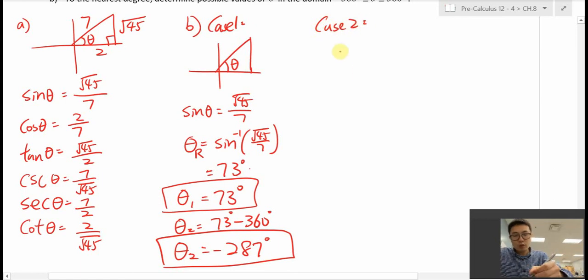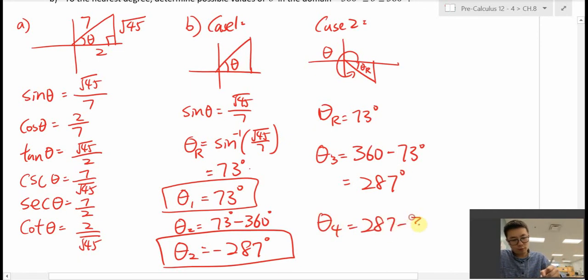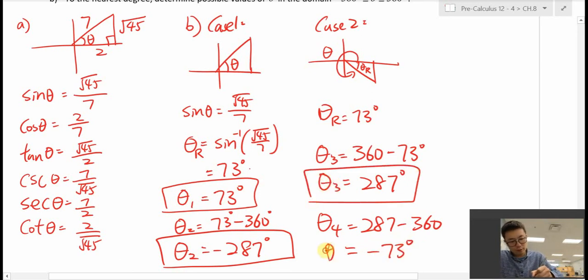Case 2. So now we are in quadrant 4, and here is the angle theta, and this is the reference angle. The reference angle is going to be the same, still 73 degrees. However, theta 3 is not 73, it's going to be 360 minus 73, because the reference is 73. So this is going to be positive 287 degrees. And to find theta 4, simply take 360 away from 287. This is going to be negative 73 degrees. So here's my theta 3, and there is my theta 4.